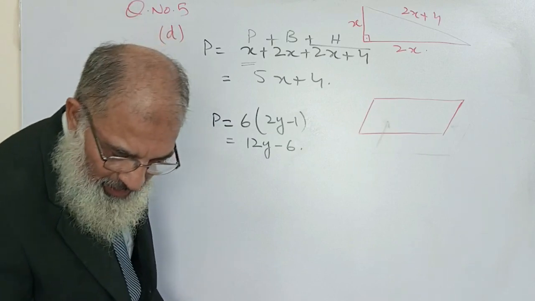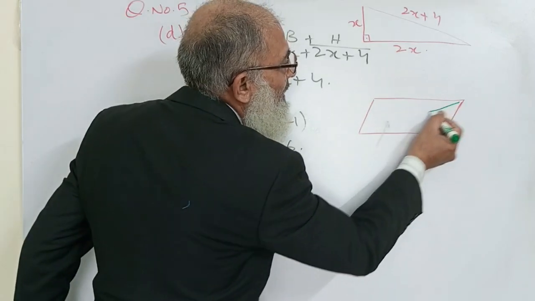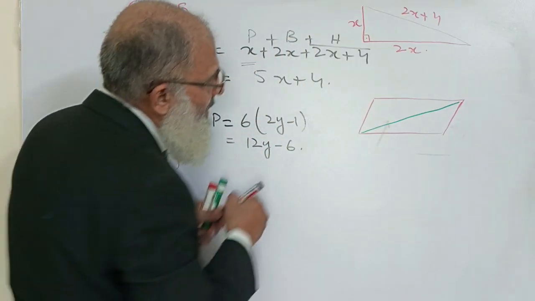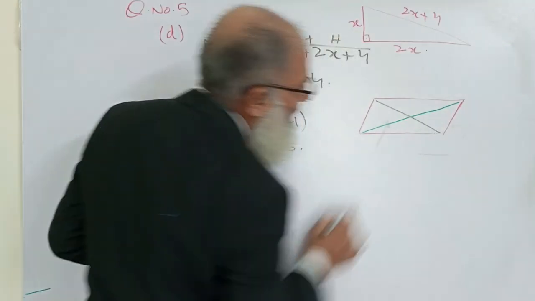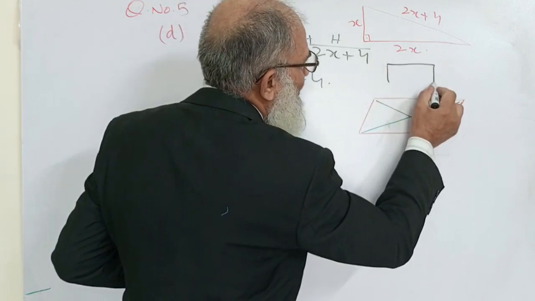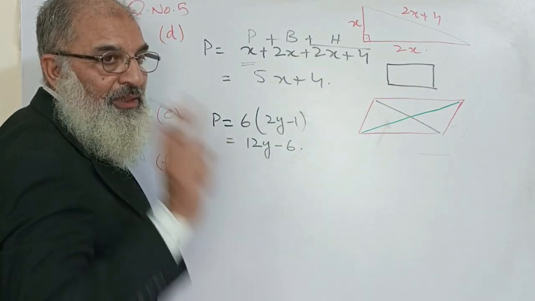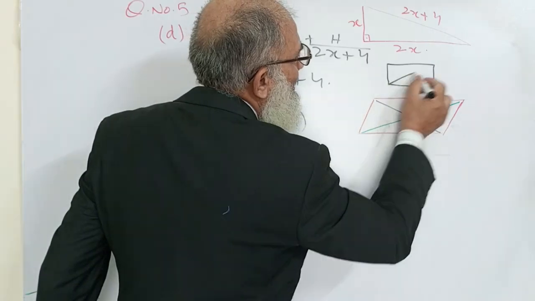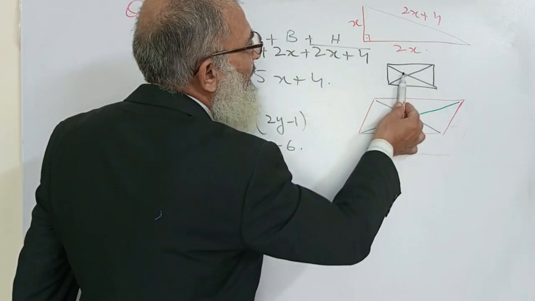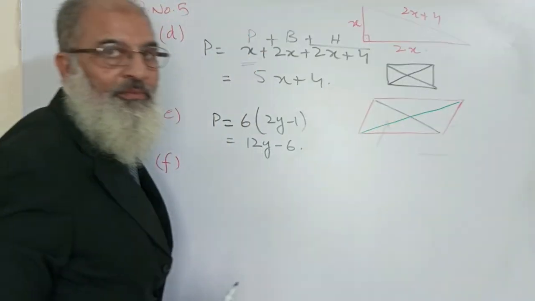Now, these are some qualities of this. This diagonal is not equal to this diagonal. This is a parallelogram, and this is also a parallelogram, but this is one kind of parallelogram. Now this diagonal is equal to this diagonal. So it means that every rectangle is a parallelogram, but not every parallelogram is a rectangle.